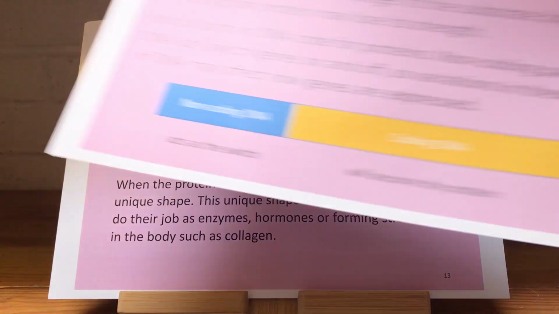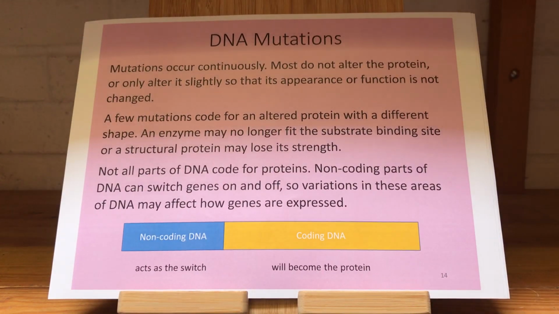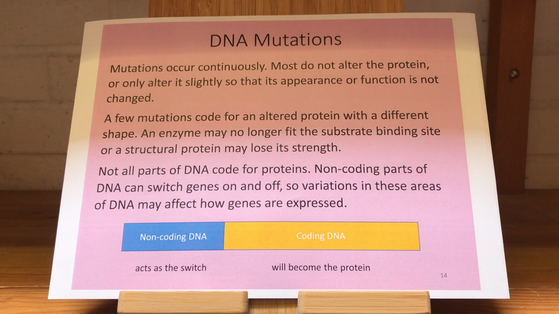Let's have a look at mutations that can occur. Now, we know that mutations occur all the time. Sometimes, just like a spelling mistake, we can still figure out what the word is. They make no difference at all. So most don't alter the actual protein and how it functions. Sometimes those mutations will be significant enough that there may be a change. It might be that the enzyme no longer fits the substrate into it, the active site maybe changes a bit, or it might be that genes switch on and off.